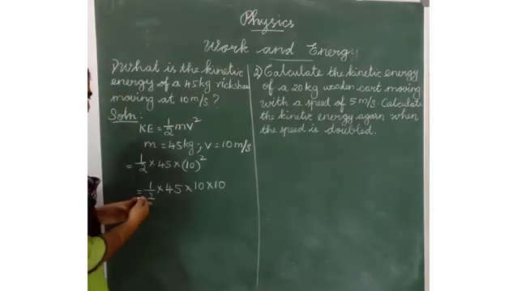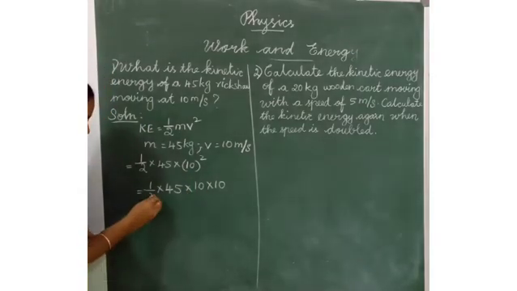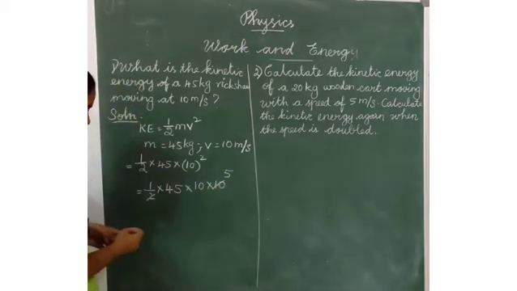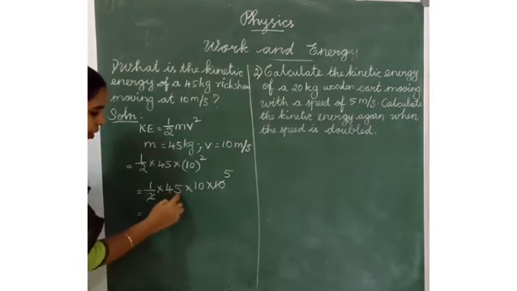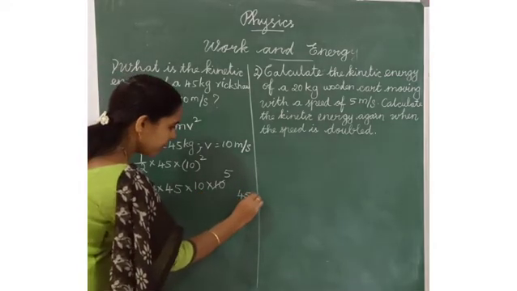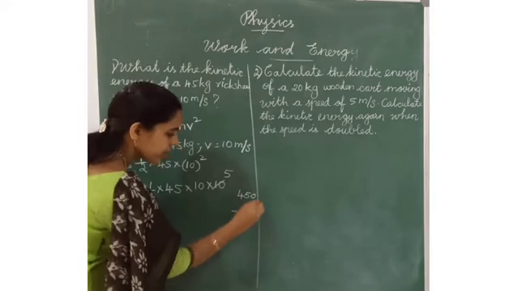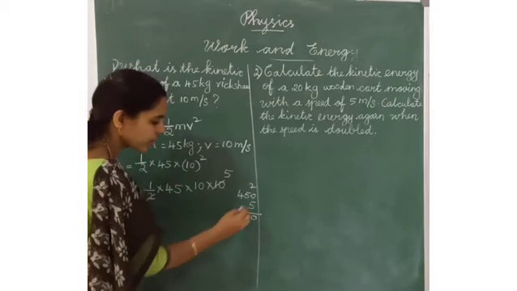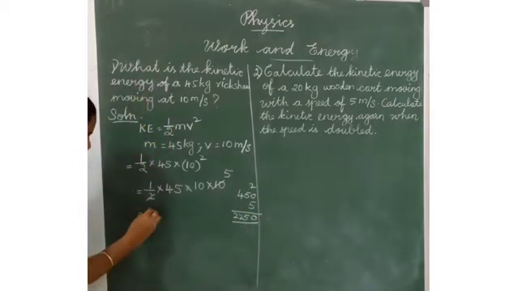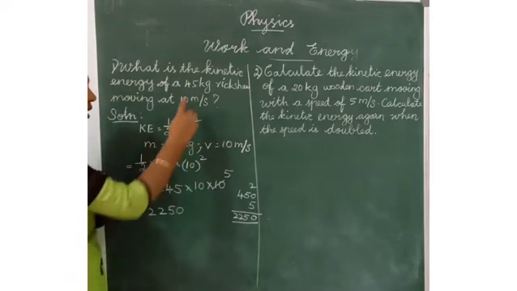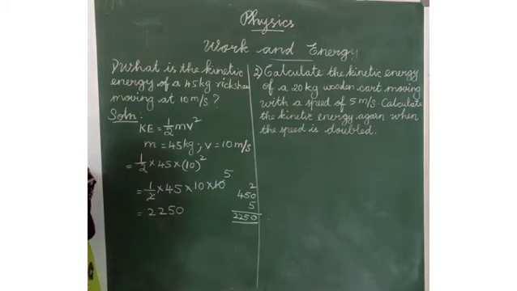Here 2 is here, so we cut these numbers: 1 2 is 2, 5 2s are 10. Then we multiply. 45 into 10 is 450. So 450 into 5: 5 5s are 25, 2 balance, 4 5s are 20, 22. So 2250. What is the SI unit of kinetic energy, or the SI unit of energy? Joule. So we write J.